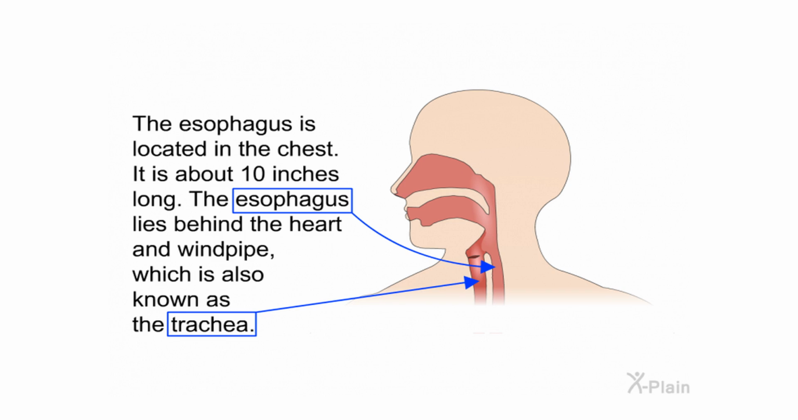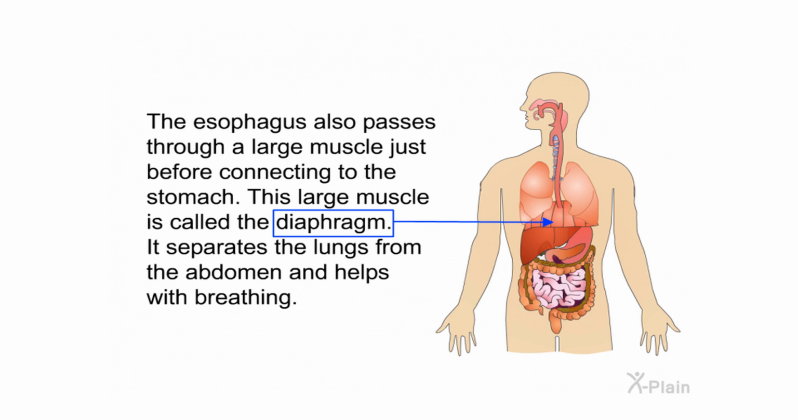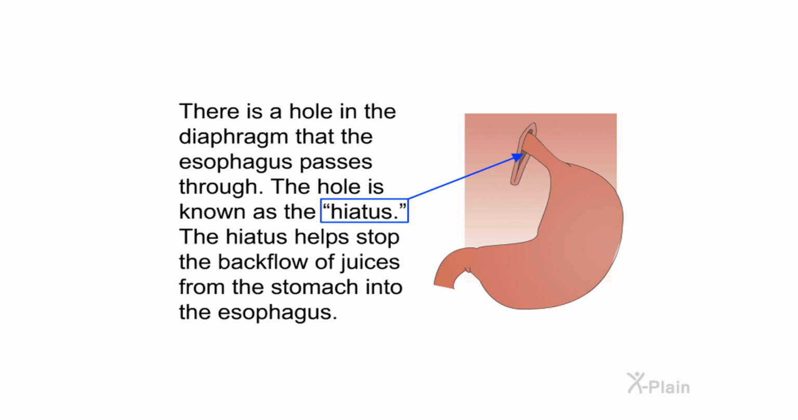The esophagus is located in the chest. It is about 10 inches long. The esophagus lies behind the heart and windpipe, which is also known as the trachea. The esophagus also passes through a large muscle just before connecting to the stomach. This large muscle is called the diaphragm. It separates the lungs from the abdomen and helps with breathing. There is a hole in the diaphragm that the esophagus passes through. The hole is known as the hiatus. The hiatus helps stop the backflow of juices from the stomach into the esophagus.